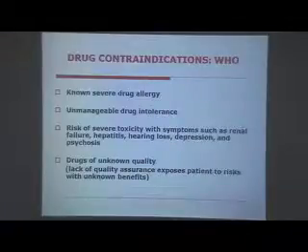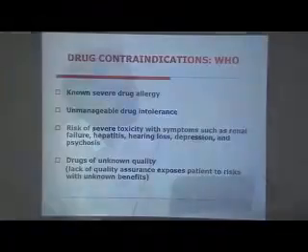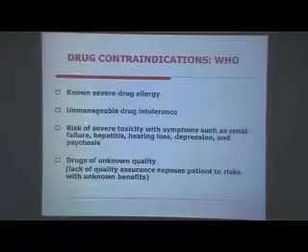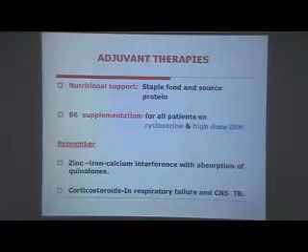Drug contraindications: known severe drug allergy. When a patient has a severe drug allergy, we are not supposed to use that drug. Unmanageable drug intolerance: sometimes the patient may not tolerate it. As you give PAS, they will vomit, they won't be able to take the drugs despite other supportive measures. Then you have to avoid that. Risk of toxicity with symptoms such as renal failure, hepatitis, hearing loss, depression, psychosis, we cannot use the drugs. Drugs of unknown quality: I already told you how important the quality is.